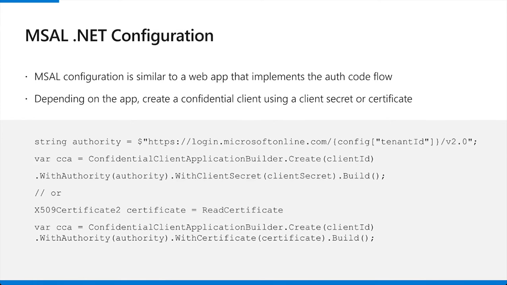Let's look at the MSAL.NET configuration here. It's similar to a web app that implements the auth code flow, but in this case, you're going to be passing in the client secret or the certificate when you're passing in the confidential client application builder object here.